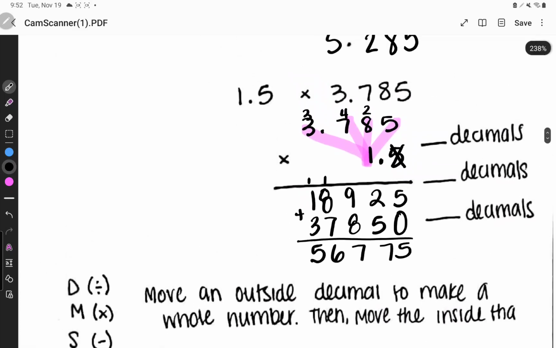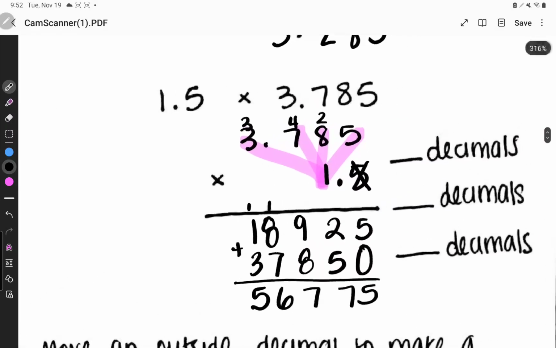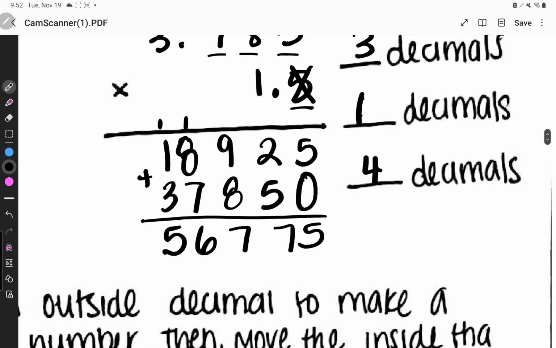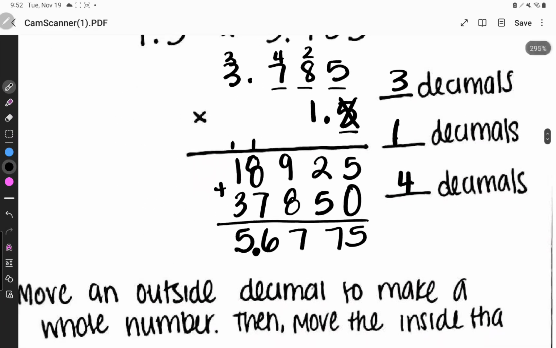Then, this is the big thing to remember with multiplying decimals, is you count up how many decimals you have. In the first row, we have 1, 2, 3. In the second row, we have 1. So 3 plus 1 is 4. So our answer will have 4 decimal places.